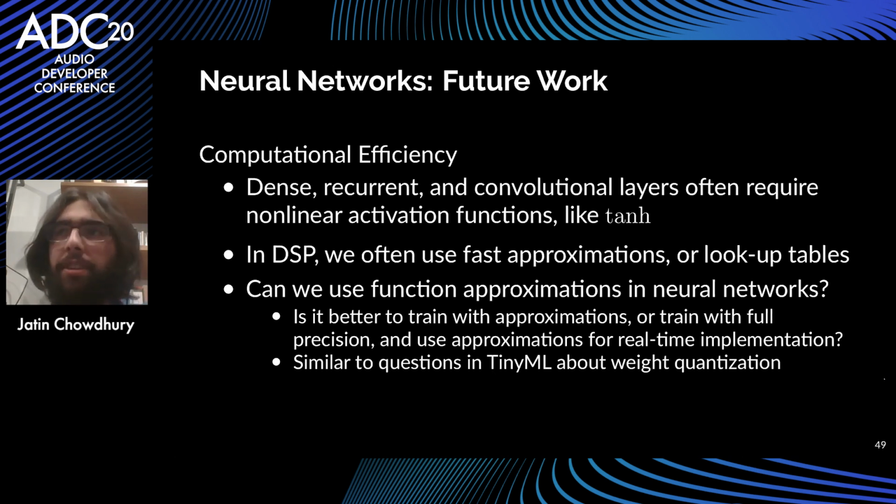And if the accuracy of these functions is off, it can throw off your whole neural network a little bit. So I think that there should be some investigation into using these approximations, and if it's better to train with your approximation or if it's better to train with the full precision function and then switch to the approximation when you do a real-time implementation.